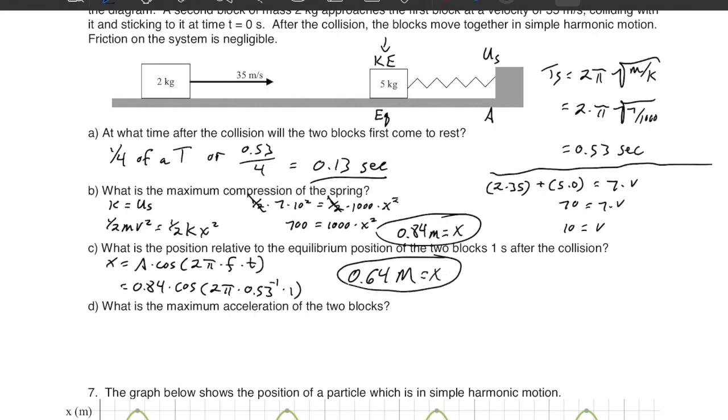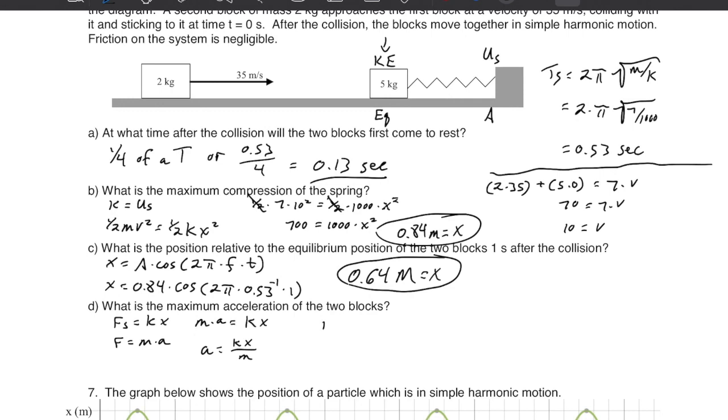What is the maximum acceleration of the two blocks? Well, we know the force of the spring is kx. It's really negative kx, but kx. And we know force is mass times acceleration. So if force is mass times acceleration and it's kx, we can say ma is kx, divide the m over. Acceleration is spring constant times displacement divided by mass. Just combining two formulas that both equal force.